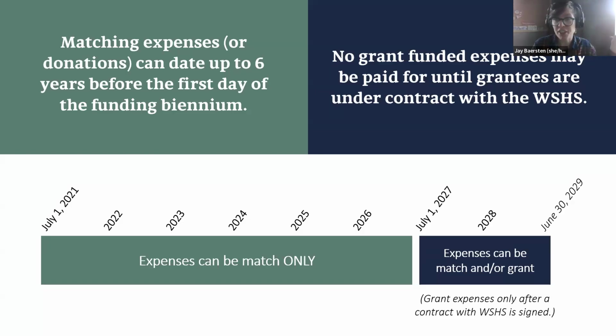And then all of the match is spent already before the contract is signed. And then the contract gets signed and we're able to just start reimbursing grant dollars right away because you've built up your match, of course, after properly being documented. So if you have any questions about whether a past expense is eligible or the timing of it, please let us know. We're happy to help.